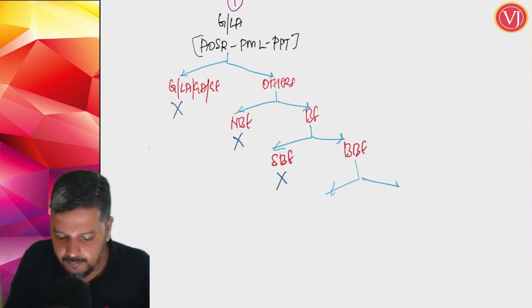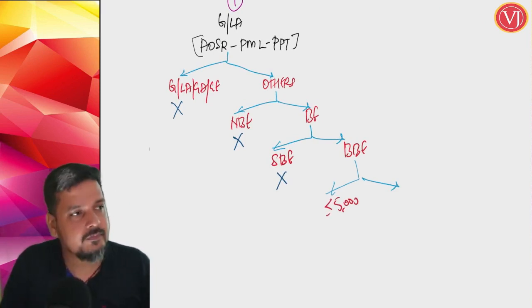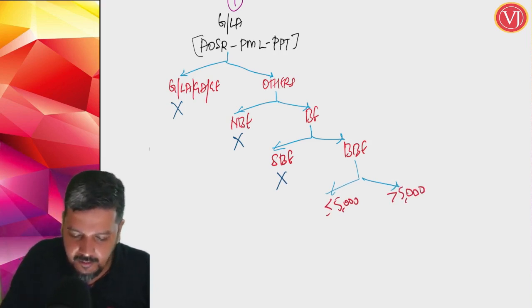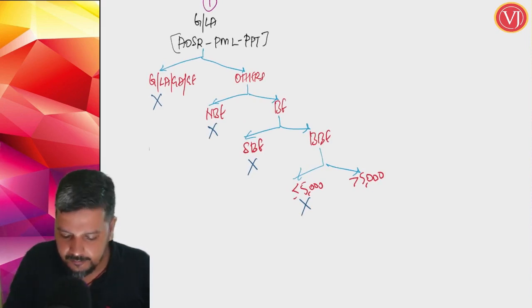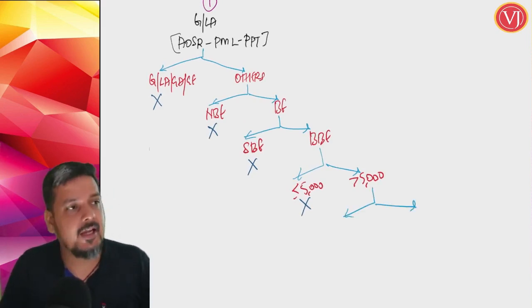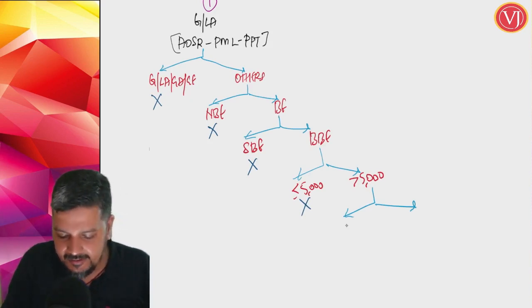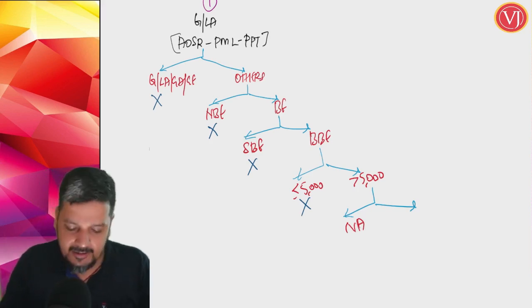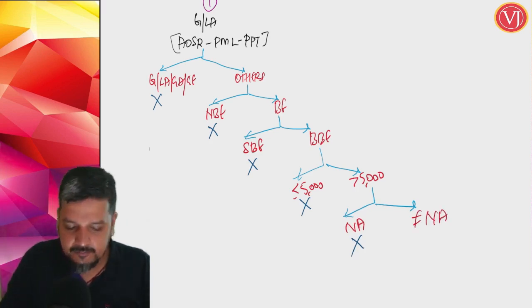If it is a big business entity, no, wait. If the amount is small, up to 5,000, exempt. If the amount is big, no, wait. If it is a notified activity, so there is a list of exemption. If it is a notified activity, exempt. If it is other than notified activity, now you can tell it is taxable.